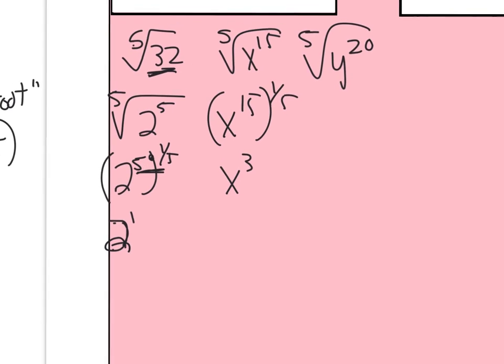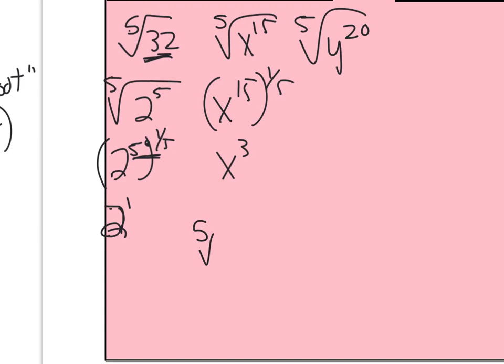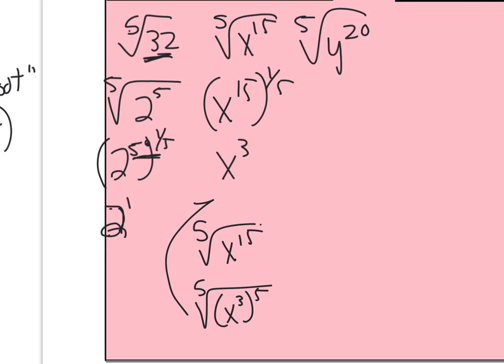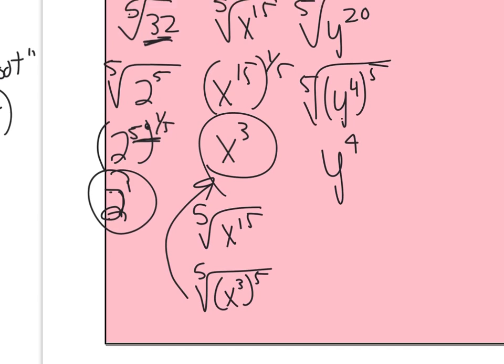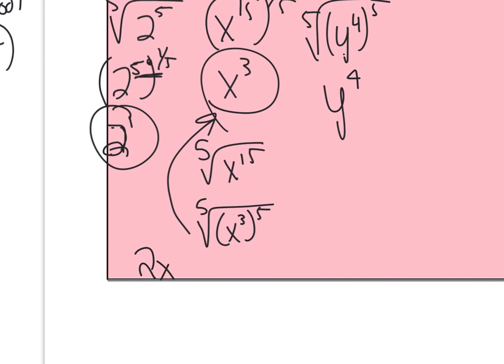If I do this a different way, following rules of exponents, x to the 3rd to the 5th will give me 15, so that will give me the same answer. So I've got 2, and I've got x to the 3rd. Following the same rule, this is going to be y to the 4th raised to the 5th power. 5th root, that's just going to be y to the 4th. So my final answer is going to be 2 x to the 3rd, y to the 4th.